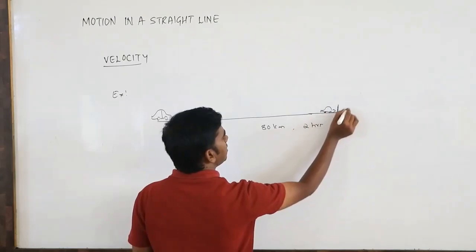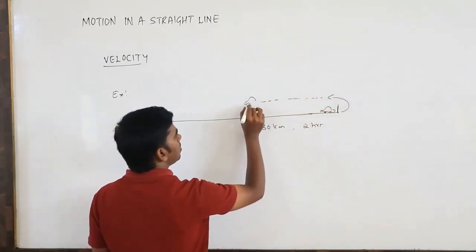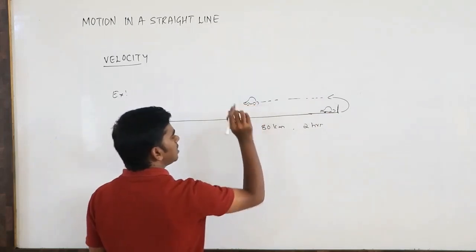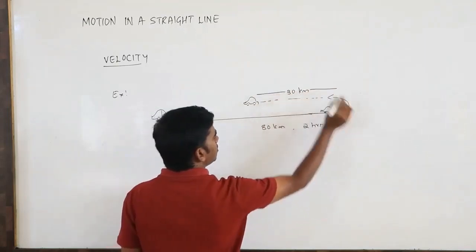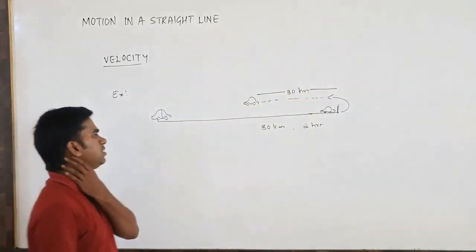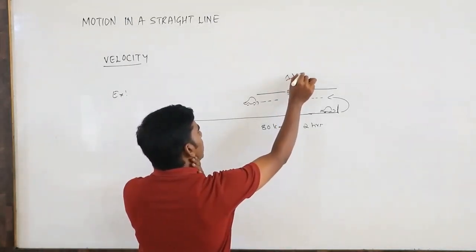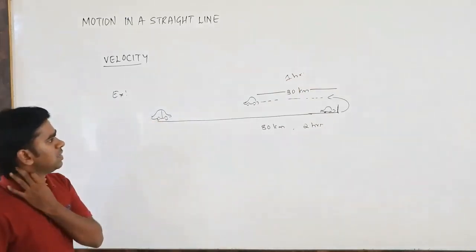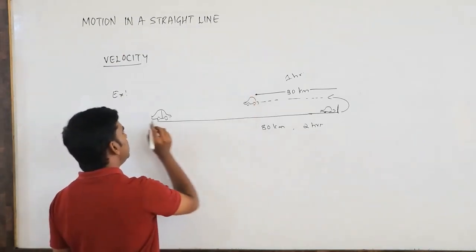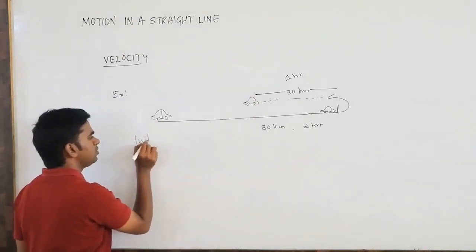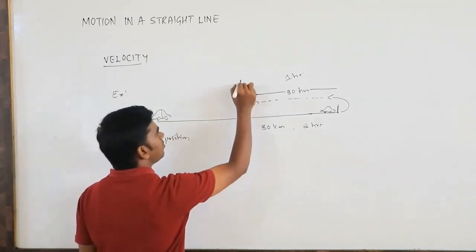So now the vehicle is here. It will change its direction and come back about 30 kilometers. To travel 30 kilometers, it has taken say only 1 hour. So this is the initial position, and this is the final position.